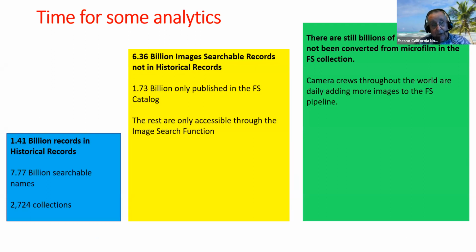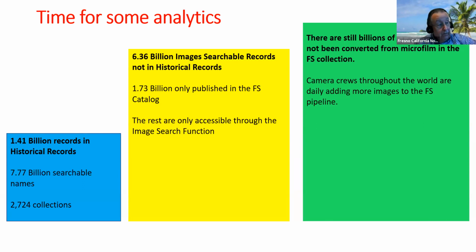Okay, another way to look at it is this way. There's about 1.4 billion records in the historical records. That means pages. A record is a page. So there's almost 1.5 billion pages of records in historical records.